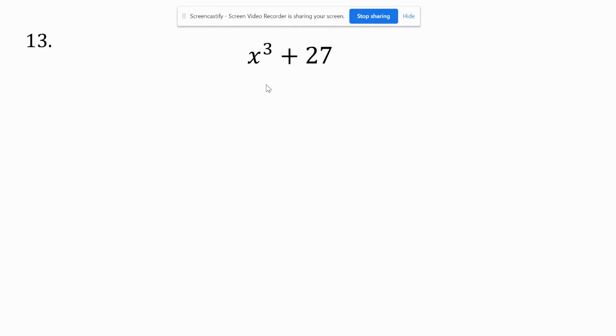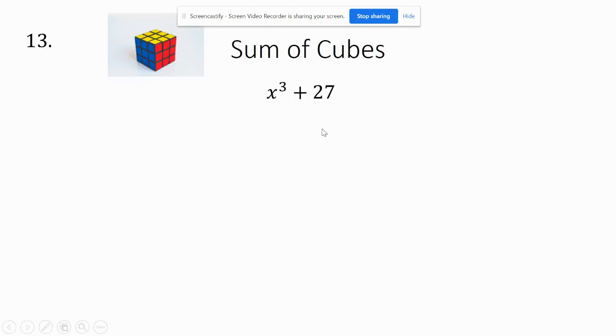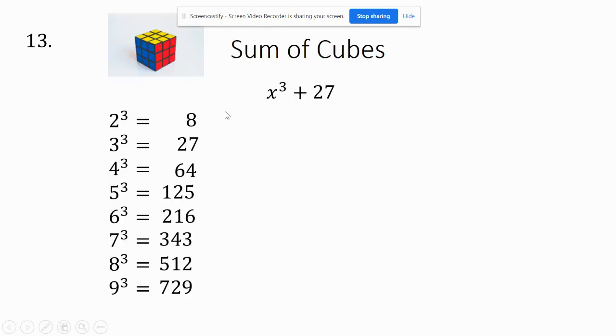Okay, factoring cubes, especially when here x cubed plus 27. Notice I call these cubes because you can cube root each of these. Something I want to point out is I had this little cheat sheet of the cube numbers, like 2 cubed is 8, 3 cubed is 27. I would use this as my little cheat sheet when I was doing the homework.